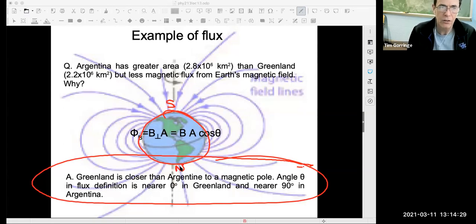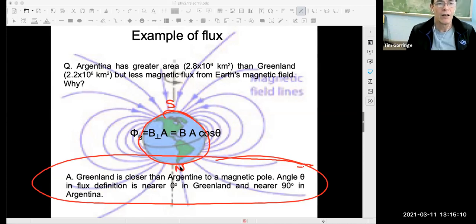I'd also mention that the geographic and magnetic North and South poles, their axis isn't quite aligned. So if you're at the geographic North and South poles, you're not at exactly the magnetic North and South poles and vice versa. Well, it turns out that Greenland's very close to a magnetic pole and Argentina's less close to a magnetic pole. If you're in a country that's close to a magnetic pole, the magnetic field lines are coming out of the ground vertically upwards, or they're going into the ground vertically downwards.